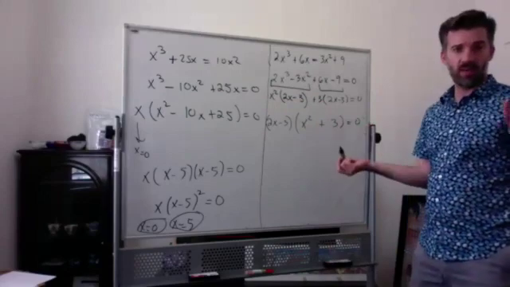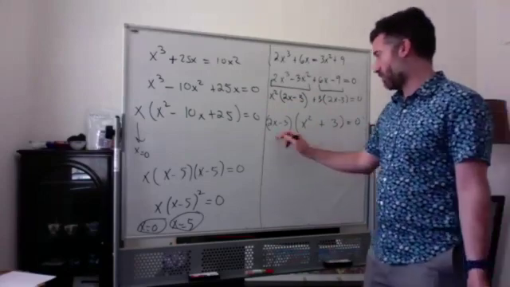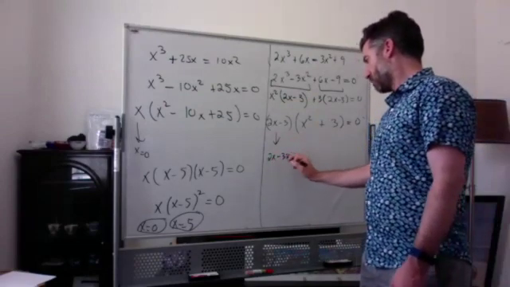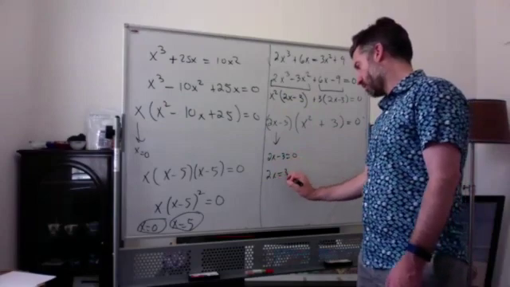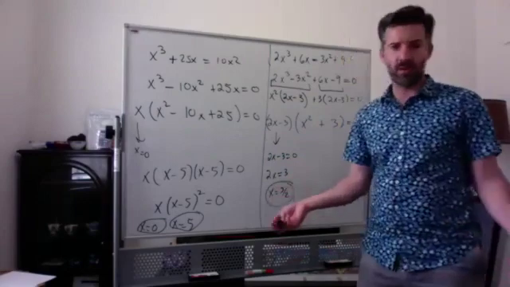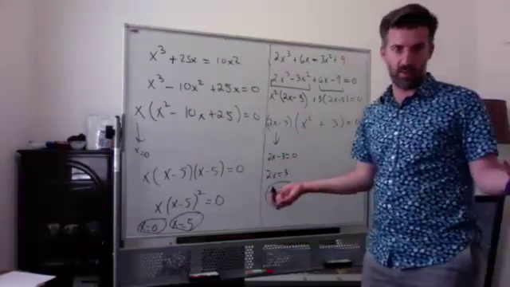And then, just like usual, we set each part equal to 0. So if we set this part equal to 0, we get 2x equal to 3. We get x equal to 3 halves. You can show less work for that. I'm just showing you the work.